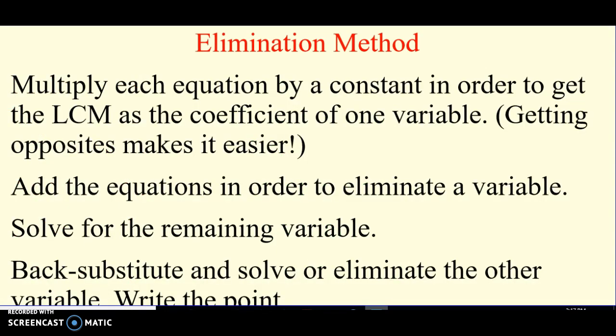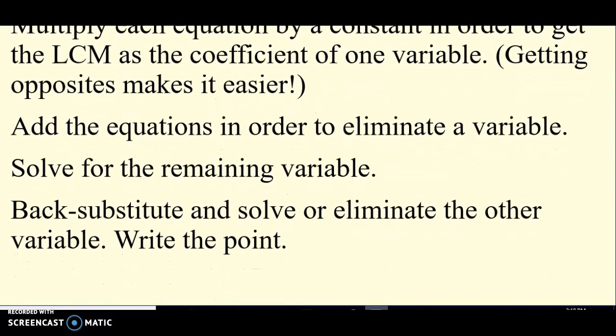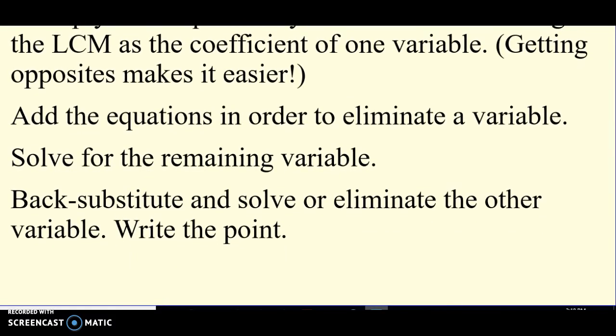Elimination method. We multiply each equation by a constant in order to get the LCM as the coefficient of one variable. Getting opposites makes it easier. Add the equations in order to eliminate a variable. Then solve for the remaining variables. You use back substitution and solve or eliminate the other variables. At the end, write the point.